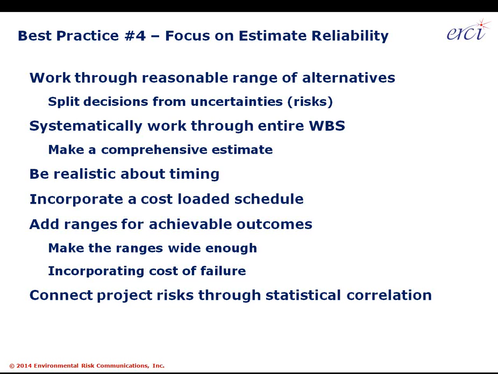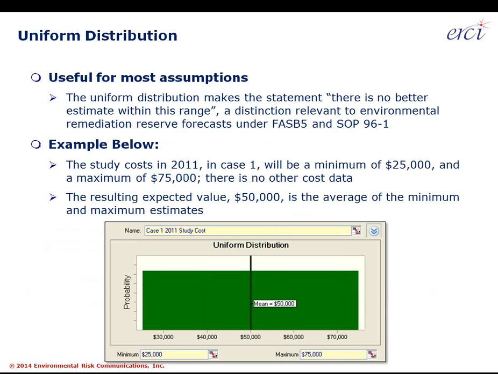So it again becomes more useful throughout projects as that's when and if that's a project metric. Finally, adding ranges in for achievable outcomes means the ranges do need to be wide enough to incorporate the cost of failures I mentioned a second ago, and project risks do need to be connected through statistical correlation. So let's dive into each of those distribution types and talk a little bit about how we can see those applied.